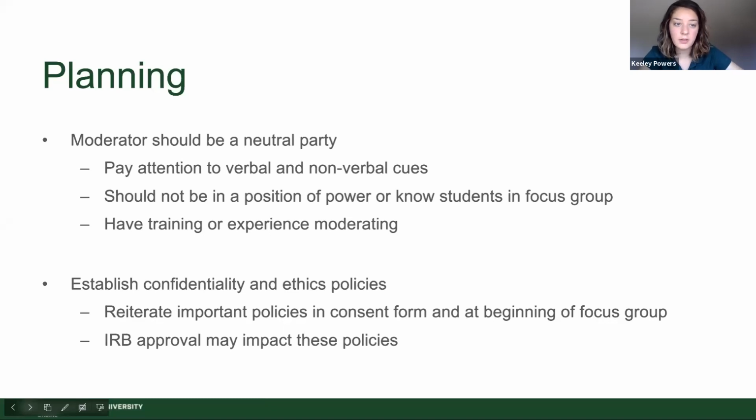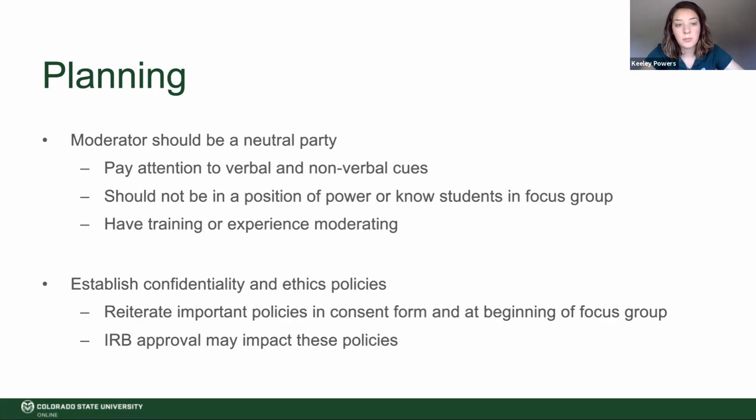And then once all of that communication and logistical things are done, it's almost time to run the focus group. Considering who the moderators are going to be and ensuring that you have confidentiality and ethics policies in place is very important as well before you actually run the focus group.